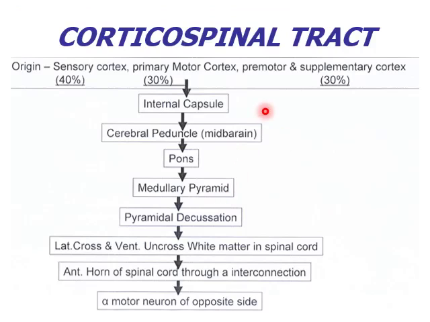This is a summary of the pathway of the corticospinal tract. The sensory cortex gives about 40% of the initial impulse, the primary cortex and supplementary cortex about 60%, passing through the internal capsule, cerebral peduncle of the midbrain, pons, medullary pyramid, pyramidal decussation, lateral crossed and ventral uncrossed white matter in the spinal cord, anterior horn cells of the spinal cord through interconnections, and a motor neuron towards the opposite side.